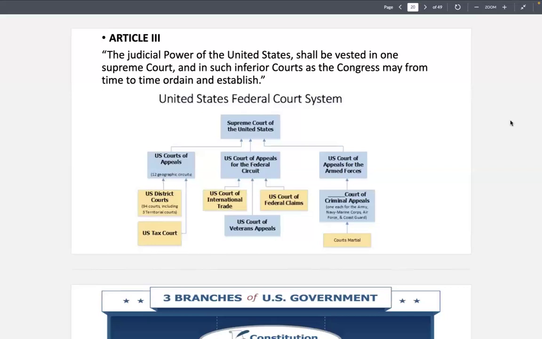So Article 3 of the United States Constitution establishes the judicial branch of government. So think Article 1, legislative, Article 2, executive, Article 3, judicial. Article 3 establishes the judicial power of the United States that shall be vested in one Supreme Court and in such inferior lower courts as the Congress may from time to time ordain and establish. So this is kind of a map of the United States federal court system that helps you visualize this hierarchy that they're talking about, with a Supreme Court of the United States at the top of the federal judicial branch of government, and inferior lower courts.